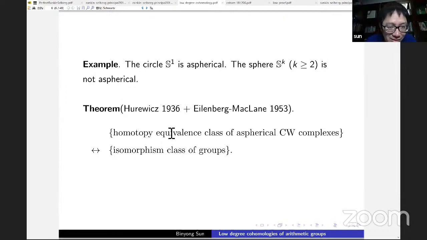It's a classical result that the set of homotopy equivalence classes of aspherical CW complexes is in one-to-one correspondence with the set of all isomorphism classes of groups. The map just sends a topological space to its fundamental group. So in order to understand aspherical spaces, it's the same as to understand all groups.